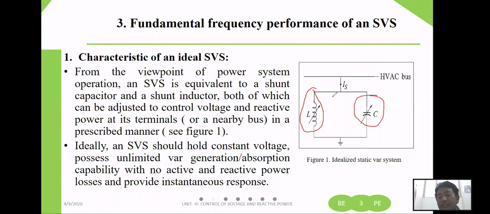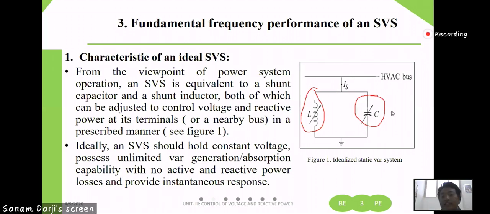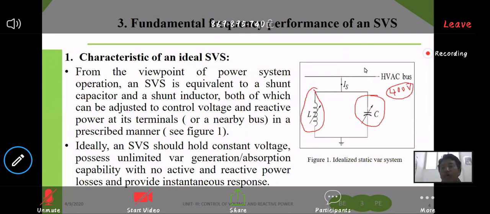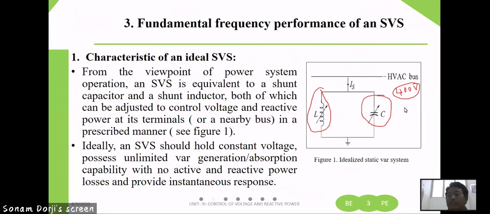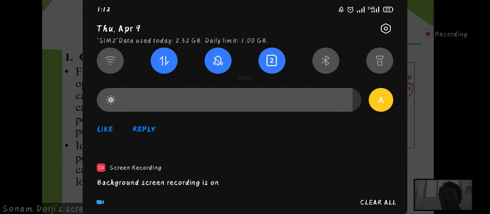For example, I'm giving an example here, 400 volt. If you employ this SVS, which is just a shunt inductor and shunt capacitor, ideally we have to maintain this 400 volt, which means constant. So ideally this SVS should hold the constant voltage, which means if there is 400 volt, it has to maintain at 400 volt. If it is 400 kV, it has to maintain at 400 kV.